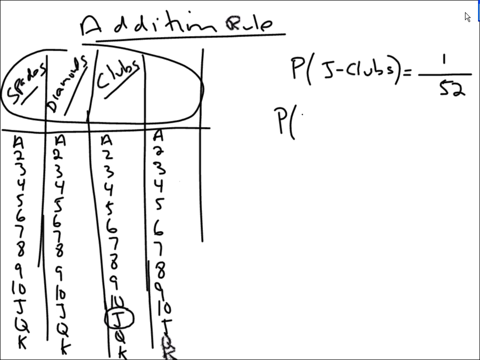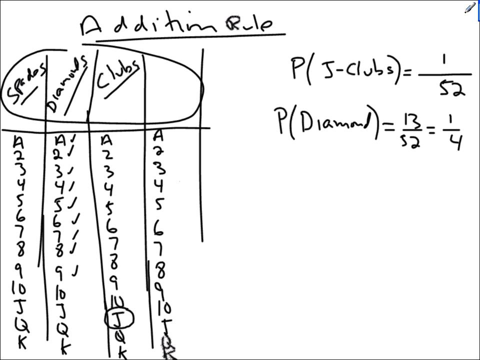What's the probability that you get a diamond? Well, out of 52 cards, there are exactly 13 diamonds. Which is 1 out of 4. There's 13 diamonds. 1, 2, 3, 4, 5, 6, 7, 8, 9, 10, 11, 12, 13. There are 13 diamonds.